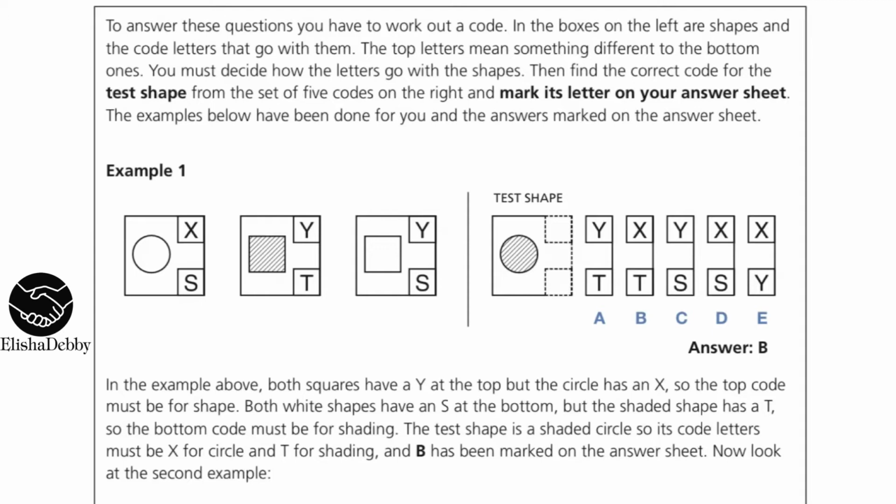The test shape is a shaded circle, so its code letters must be X for circle and T for shading, and B has been marked on the answer sheet.